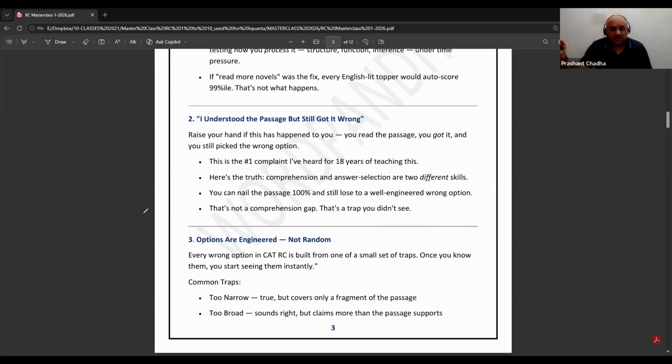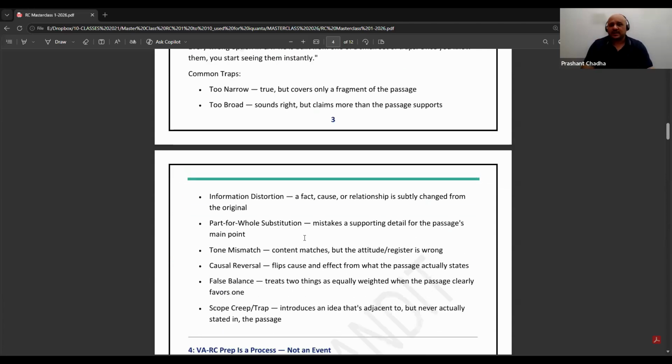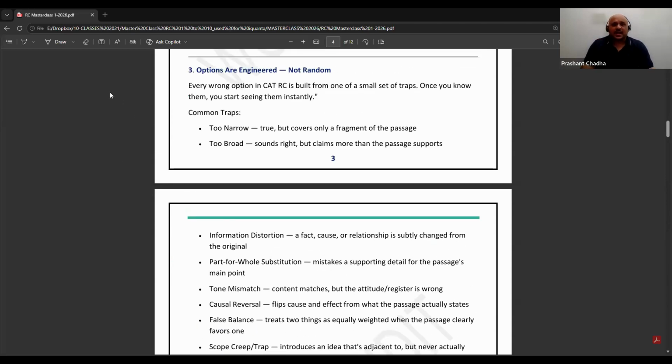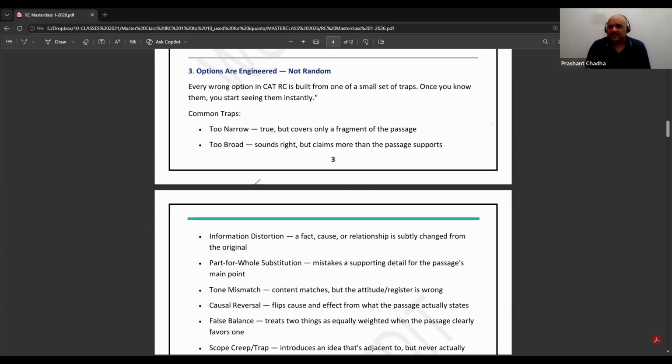Structure is different from the content. So that is thing number one, right? The next thing that you write down is the different types of options, right? The different common traps that options set. These are the different types of traps that we have in answer choices.